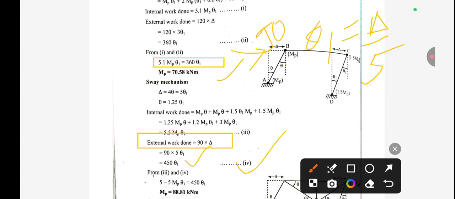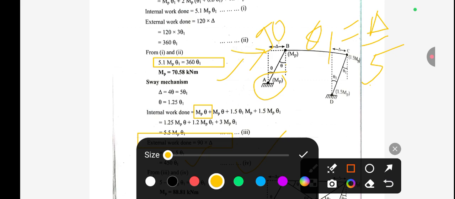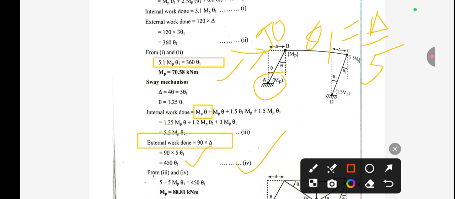And for the internal work, you can see here, for this point this will be MP into theta 1. Okay, just this one. Okay, and for this point you can see this will be 1.5 MP into theta 1. So 1.5 MP into theta 1.